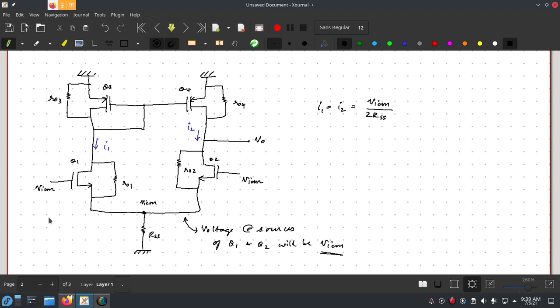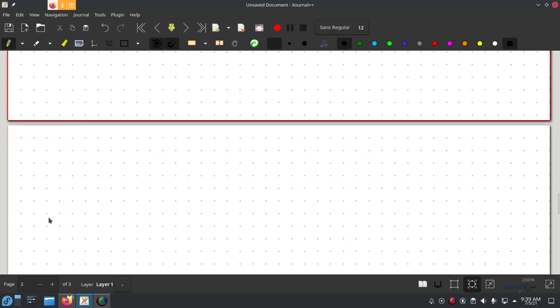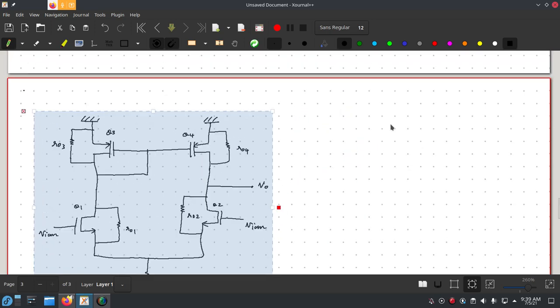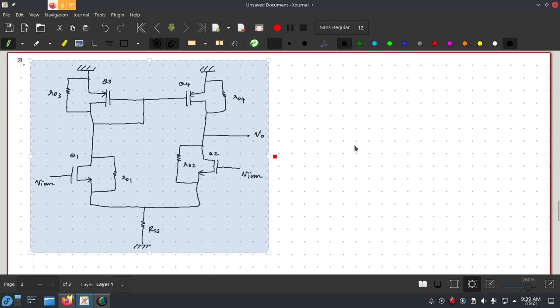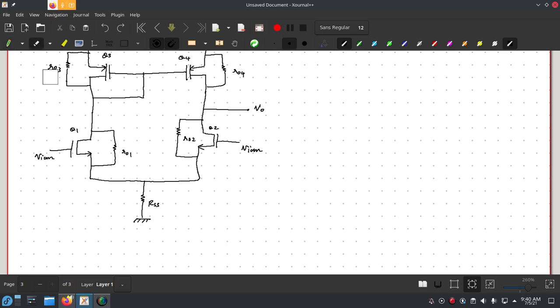Then this diagram which you have, I will slightly modify in such a way that I have separate wings for Q1 and separate wings for Q2. Just a minute. Now in this diagram, I will remove this and I will replace it with 2 RSS like this, and 2 RSS like this.